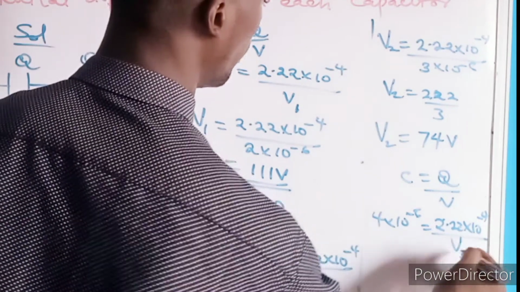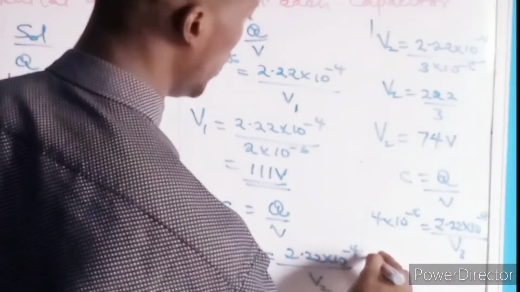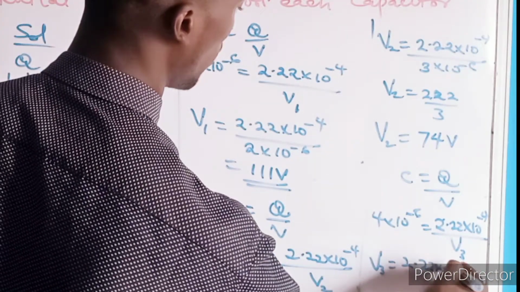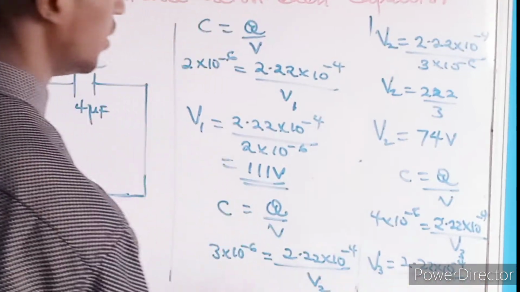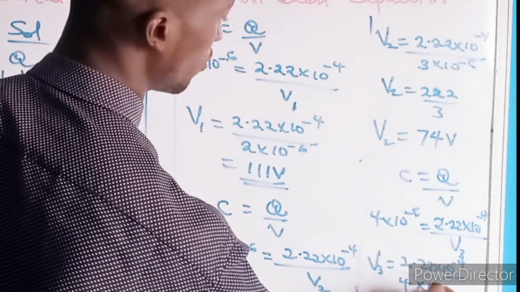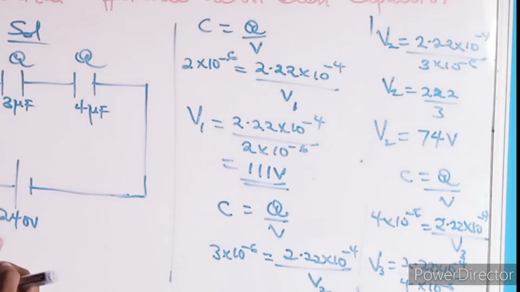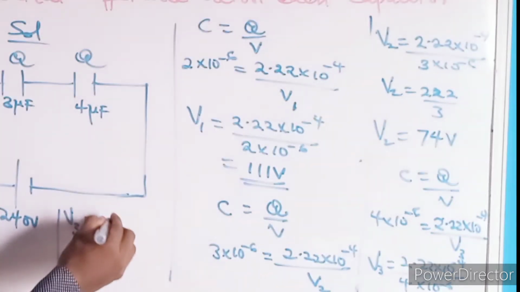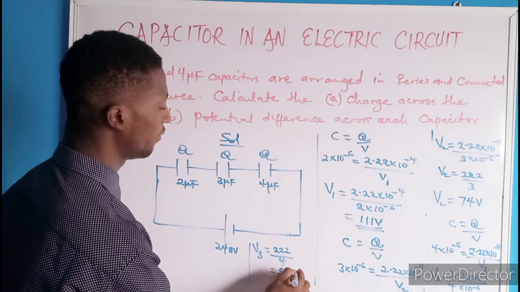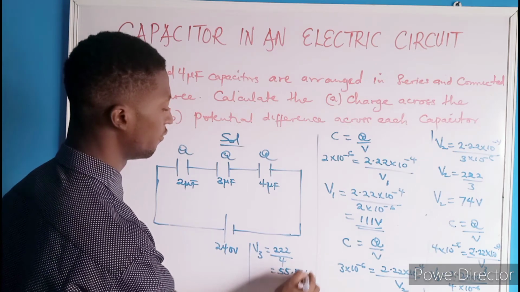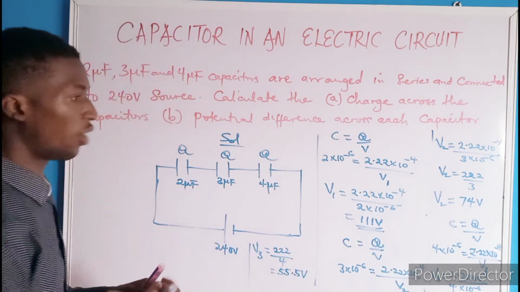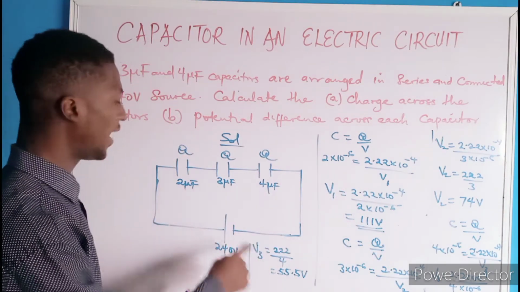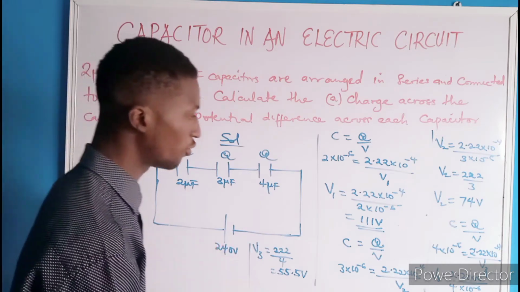The third voltage, V3, is equal to 2.22 times 10 to the power minus 4 divided by 4 times 10 to the power minus 6. With respect to this, we can easily say that our V3 is 222 divided by 4, 55.5 volts. Now when you add the voltage across each of these capacitors together, you will surely get this 240, approximately.